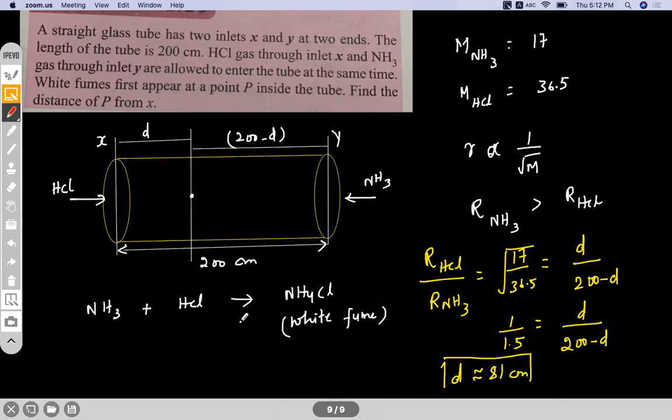So next we are going to start the next part, the second part of this chapter, that is the real gas.